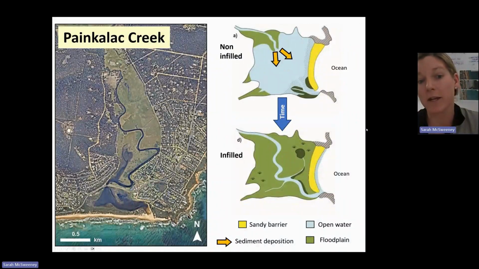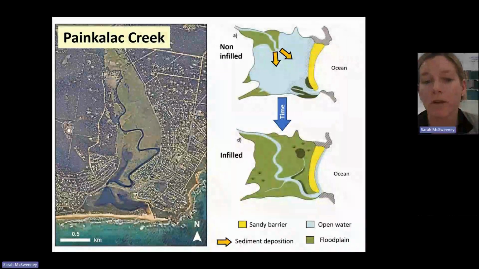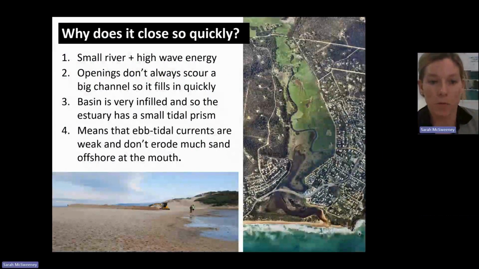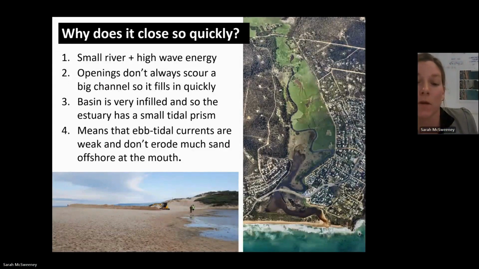So because Painkalac Creek and its basin has been so full of sediment, there's not actually a lot of area left or accommodation space to store water. So what that means is that its tidal prism is smaller, and so tides don't actually have as much of an influence at the mouth and keeping it open as our other bigger systems.